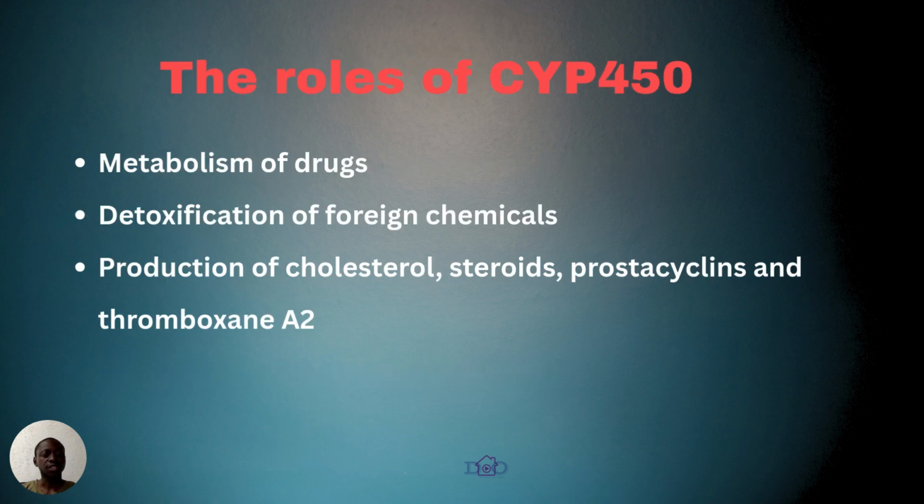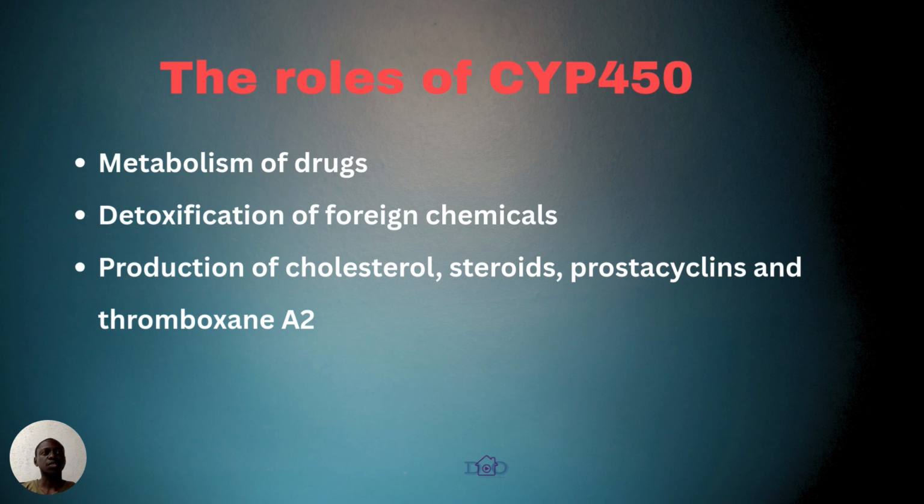What is the role of this enzyme system? Majorly, they play a role in the metabolism of drugs, detoxification of foreign chemicals, and also in the production of some other compounds within the body like cholesterol and thromboxane A2. Most of the metabolism that occurs in the liver, about 90% of the metabolism of drugs in the liver, is through this system of enzymes called cytochrome P450.